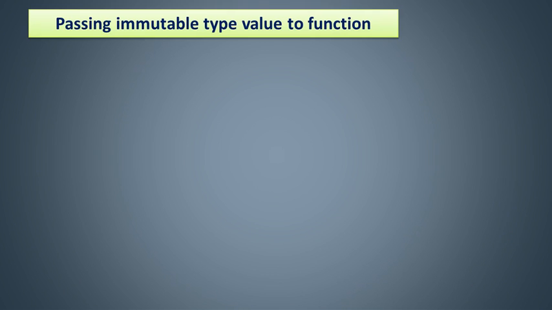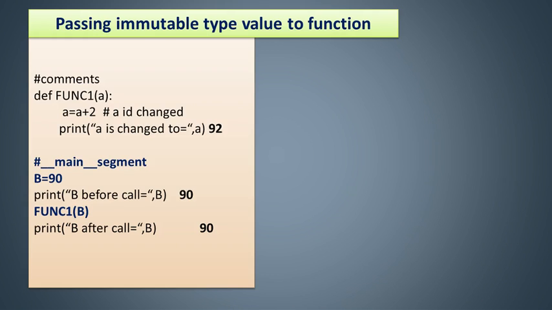Now let us take an example using functions, when you pass an immutable or mutable type of value to a function as a parameter. Now you can see the code is there. We have this 92, a predefined value I have set. When you run the program you will get this 92. How? Let us see that.